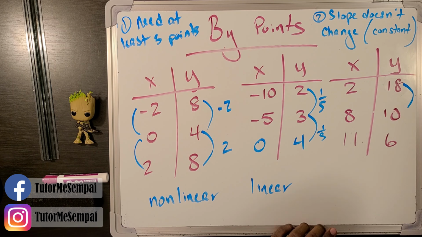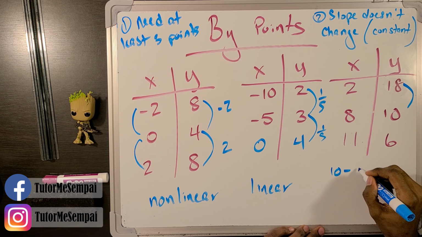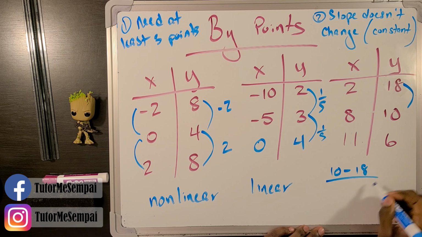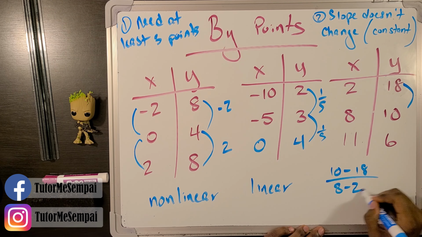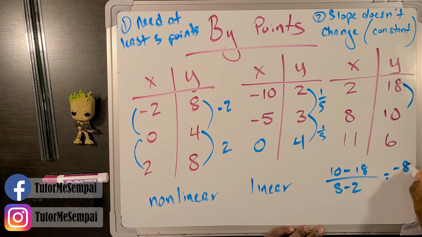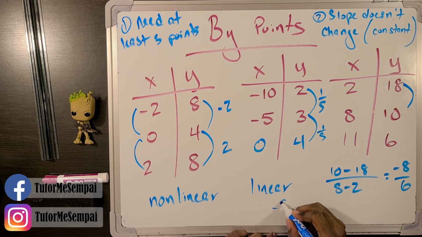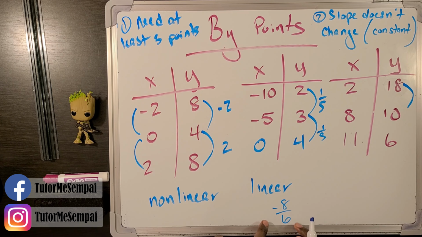So let's start here. What is the slope here? We have 10 minus 18. Remember, rise over run. And this is going to be 8 minus 2. And this is going to be -8 over 6. I'm going to rewrite this right here just to give some space. But -8 over 6. So keep this in our back pocket. We want to make sure that whatever we get next is going to be -8 over 6.